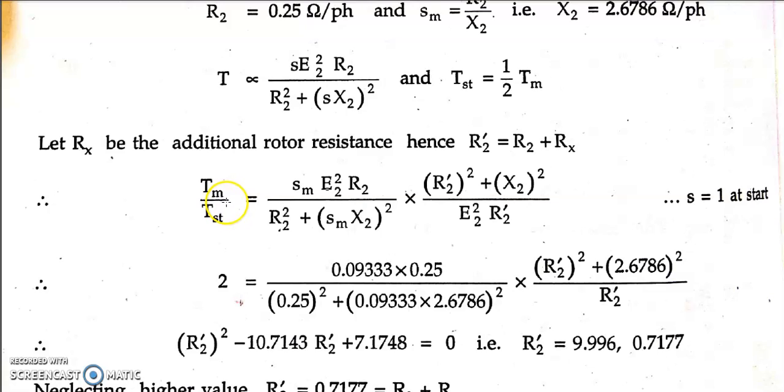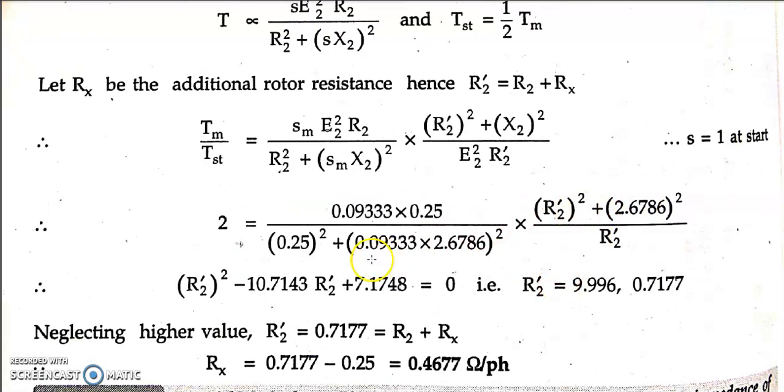And again Tm by T start. We have the condition T start equal to half of Tm. So Tm by T start will be equal to 2. Here you take T start, here you take 2, so the ratio Tm by T start is equal to 2. And again substitute all values as per the available data. And finally after getting this you are going to calculate R2 dash.